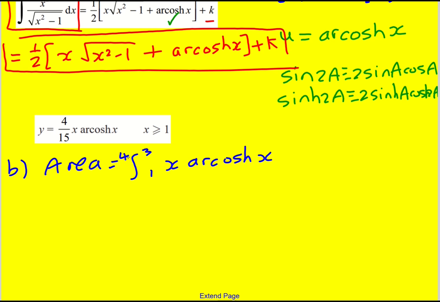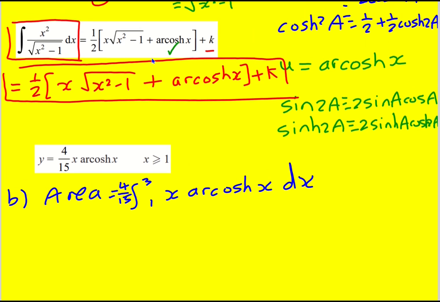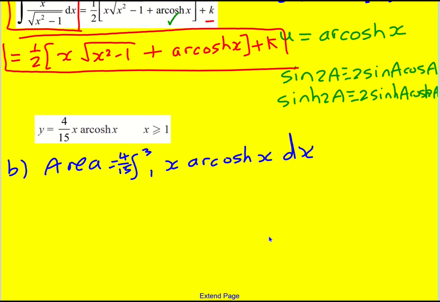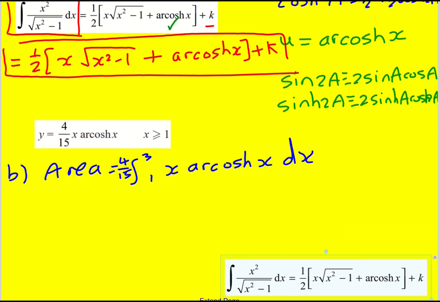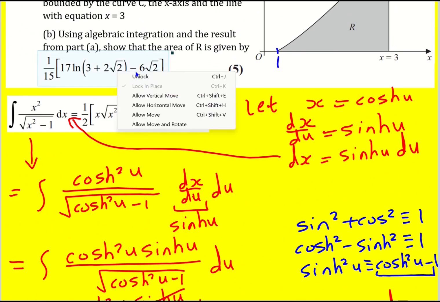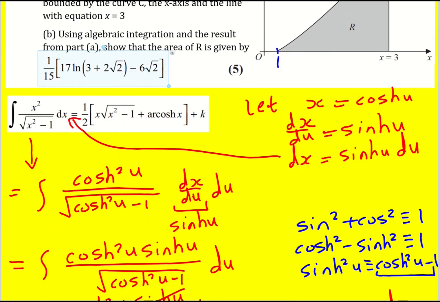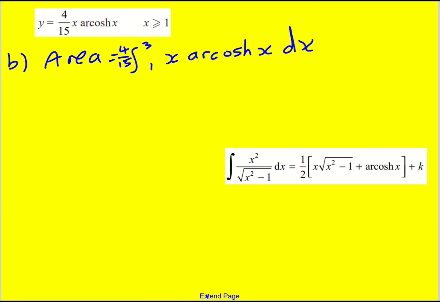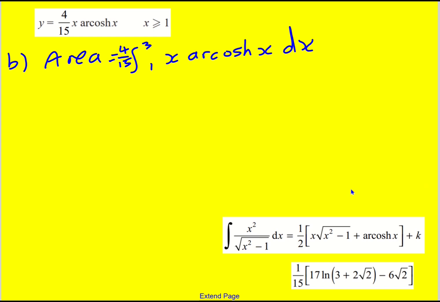I'm going to bring the 4 over 15 out, multiply it at the very end. And don't forget, we've got this result. Okay, we're going to be using that at some point. And just keep track of the answer, because we do have these things. As difficult as this question is, we've got some guidance. Okay, well, this is going to be integration by parts. It's got to be. It's a product. It's got an x here, and we've got our arcosh x here.